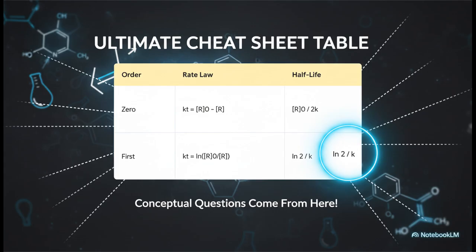Look at the half-life column for the first order, natural log of 2 divided by K. Notice anything special? It doesn't depend on the initial concentration at all. You will definitely see direct conceptual questions on this in your competitive exams. Visual comparisons like this are just literal game changers.